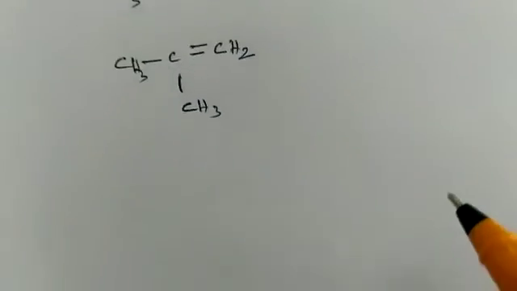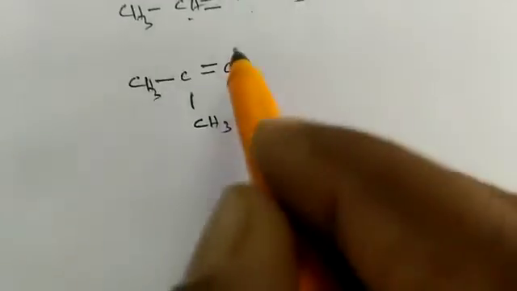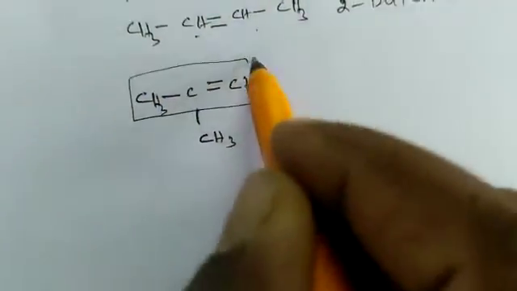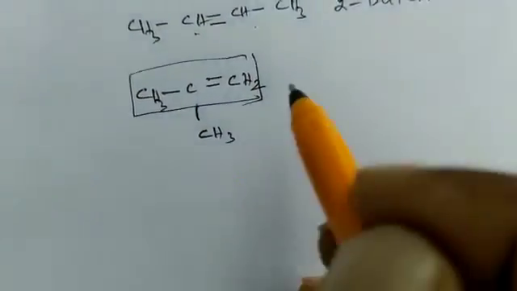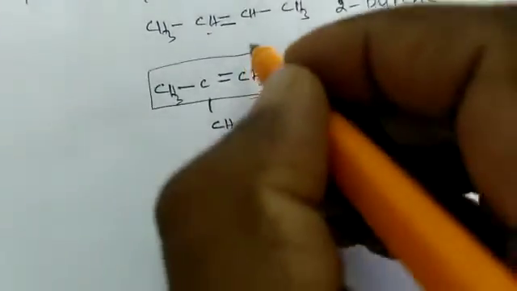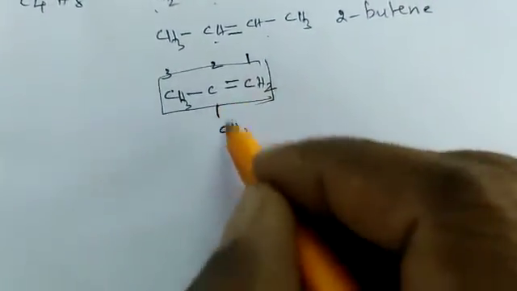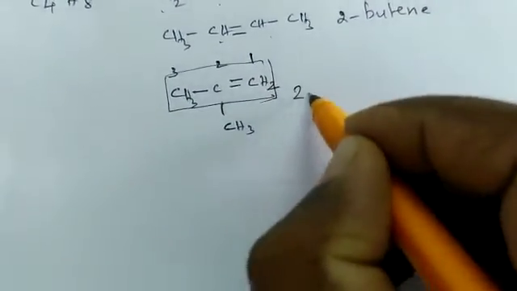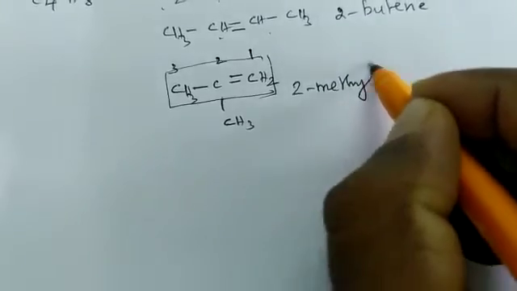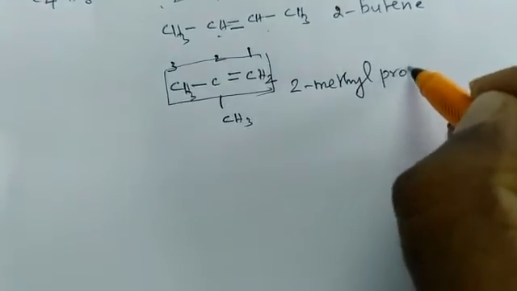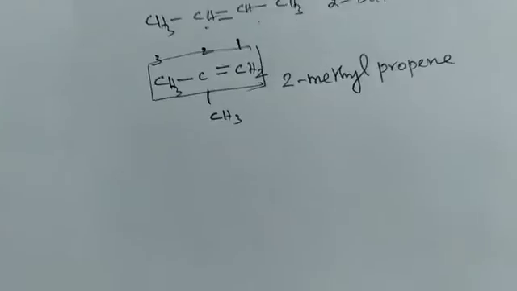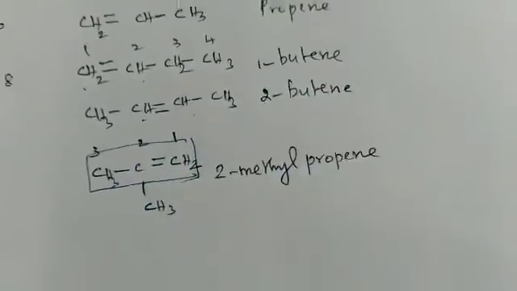Here are the IUPAC rules. Select the longest carbon chain in which the functional group should be present. So this is the main chain. Numbering should start from the functional group. So 1, 2, 3, propene. The branch is at the second position, so 2-methyl. 2-methylpropene.